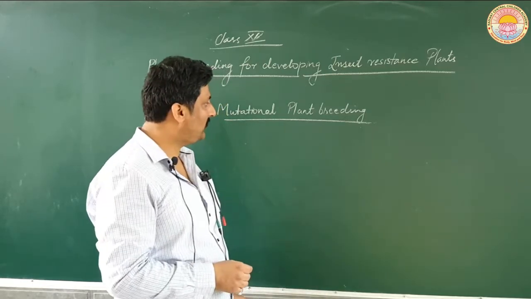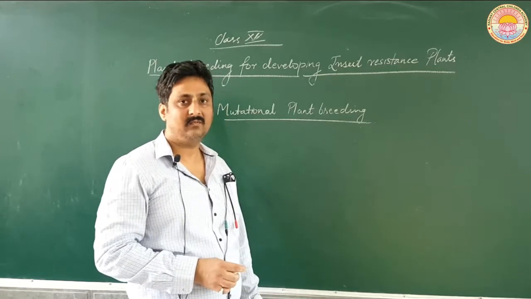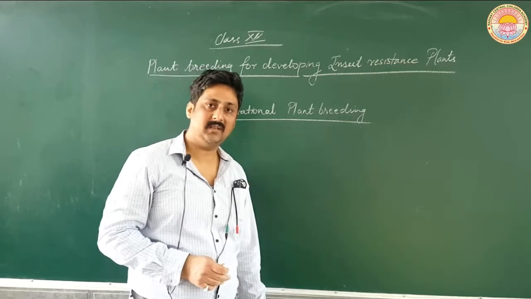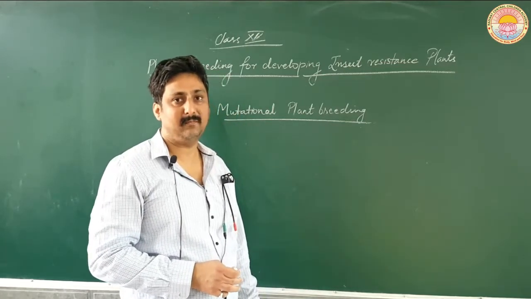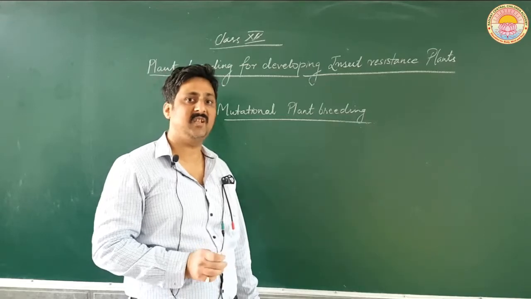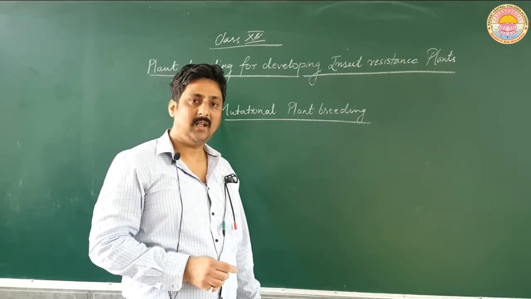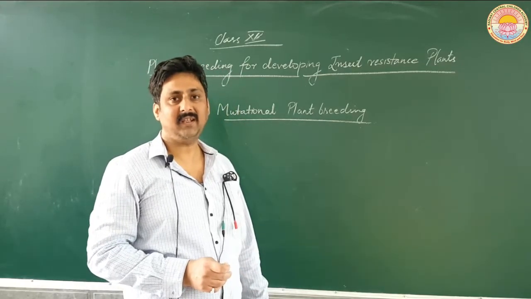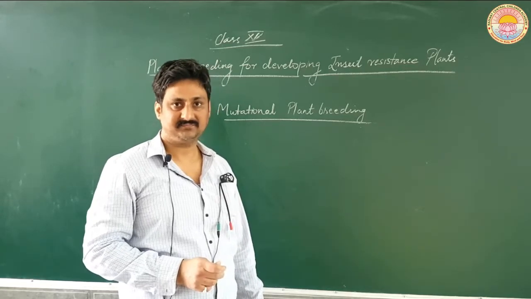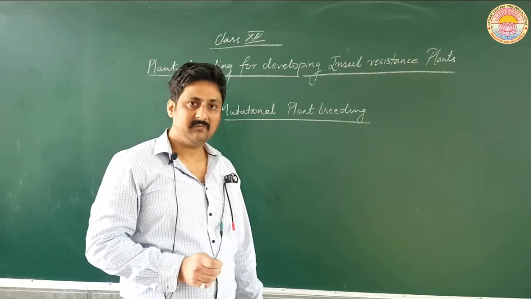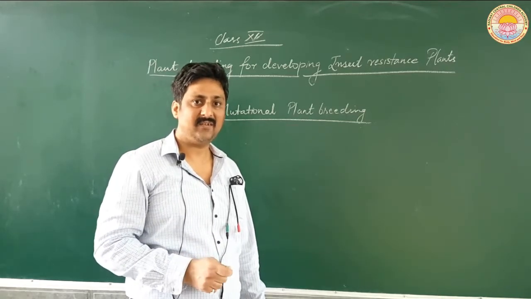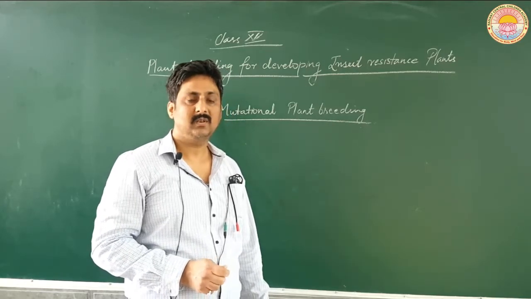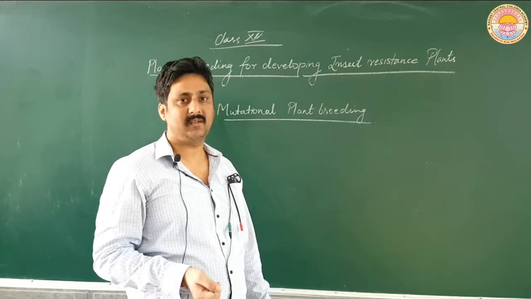In case of mutational plant breeding, we know that every cell in the plants or in the animals is made up of segments of DNA, segments of genes. With the help of physical method or chemical method, if we can change these genes, naturally their characters will also change. Now, it is something like a hit and trial method.